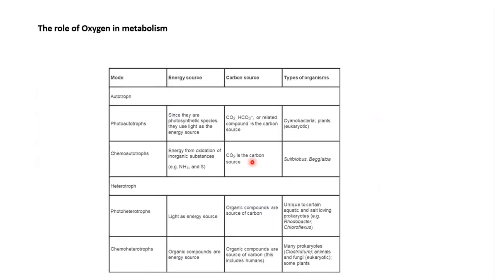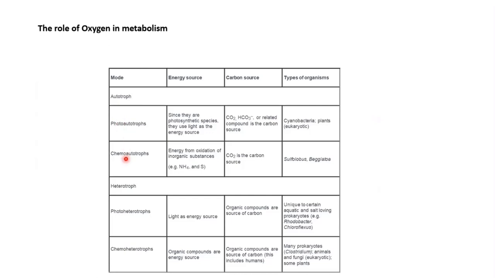So the role of oxygen in metabolism is that there's a mode. Remember I said phototrophs, chemotrophs, photoheterotrophs, and chemoheterotrophs. You understand what I mean? So this table describes the role of oxygen in metabolism, and it is divided into modes. These are the modes.